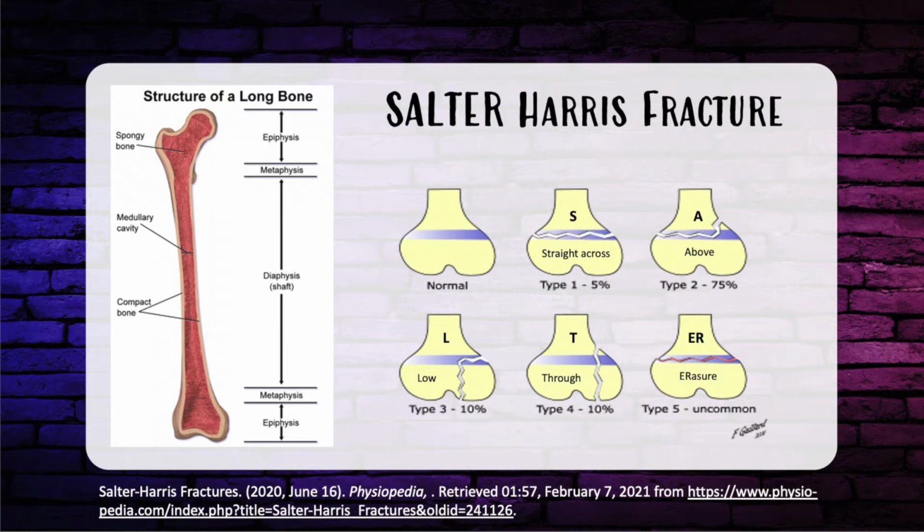In type 3, think L, or the fracture is low, or below the metaphysis, that involves the actual epiphysis. In type 4, think T. So the fracture is through the epiphysis, the growth plate, and the metaphysis. And in type 5, think ER, or erased. In this type of specific fracture, the space between the metaphysis and epiphysis is erased because the fracture is actually either a crush injury or an impaction where there's an impacted bone. Yeah, I've used this since I was on my ortho rotations in med school. It's been quite handy and helpful.